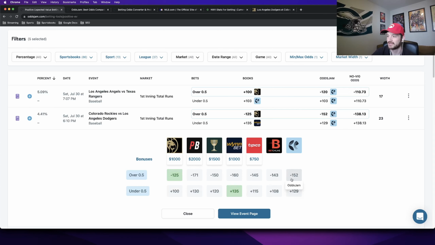Every other book prices this closer to the OddsJam line, which tells me that this minus 125 on MGM is a true pricing discrepancy. Every other book thinks that this is the heavily favored outcome. I mean, we see minus 170, minus 150, minus 160, minus 145, minus 143, all closer to the OddsJam line. So everything checks out from a discrepancy perspective as well.